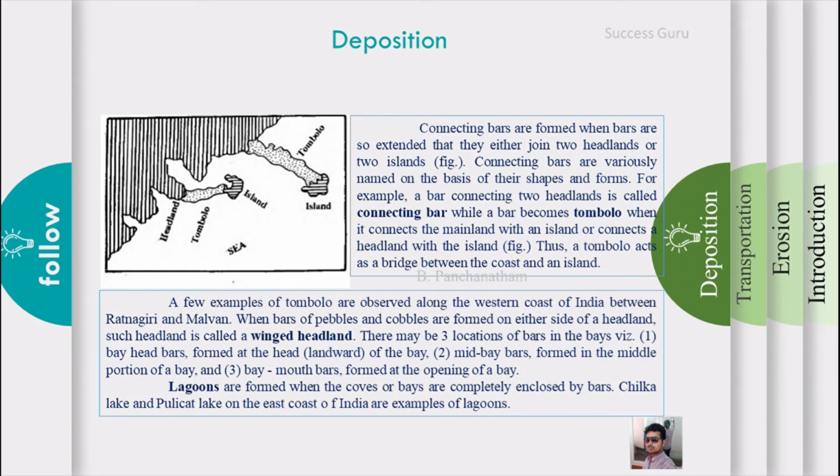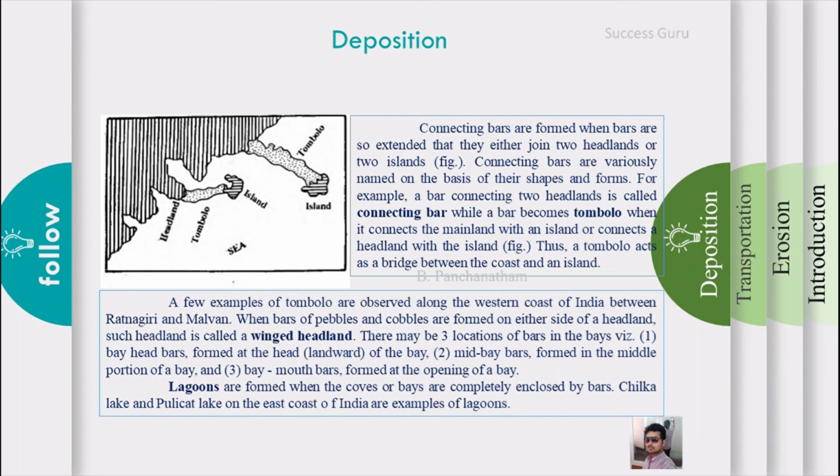When bars of pebble and cobble are found on either side of a headland, such a headland is called a winged headland. As you can see, it appears as wings. There may be three locations of bars in a bay, viz. the bay head bar formed at the head of the bay, the mid bay bar formed at the middle portion of the bay, and the bay mouth bar formed at the opening of the bay.